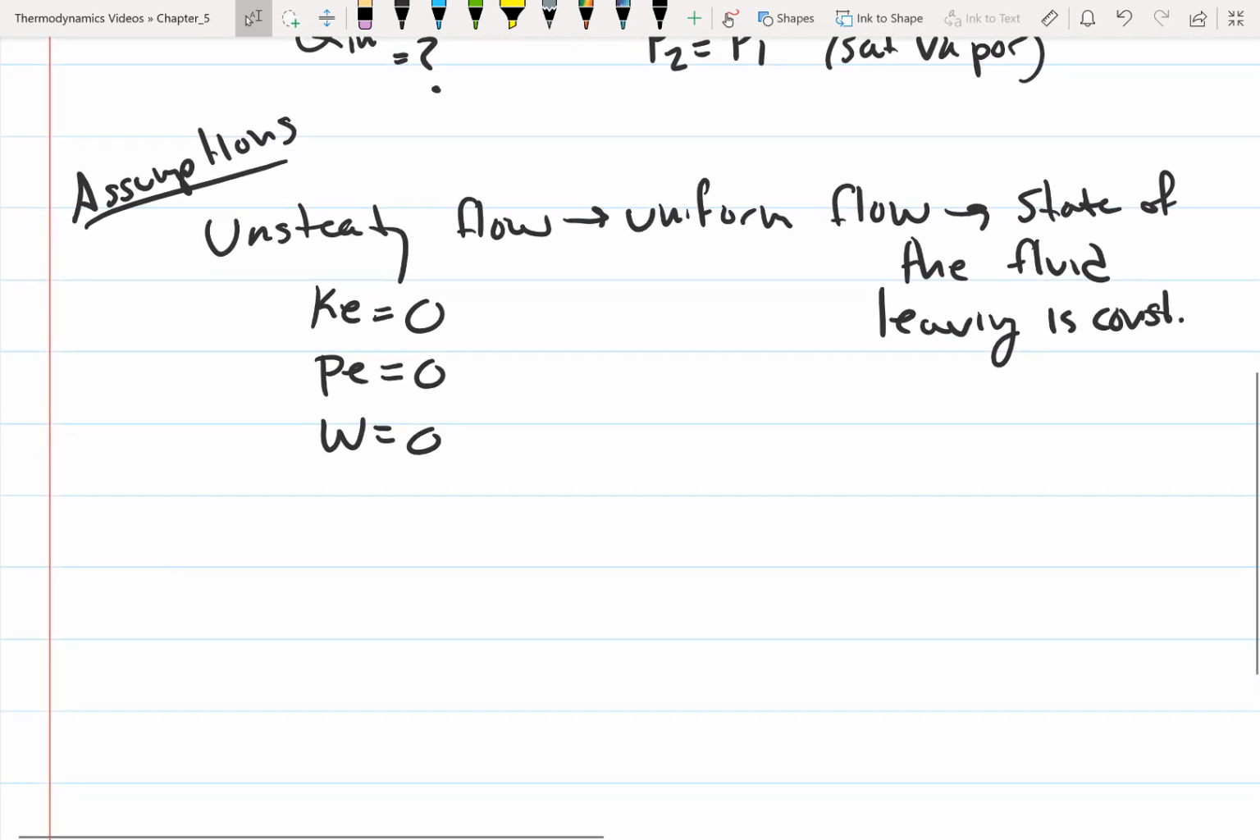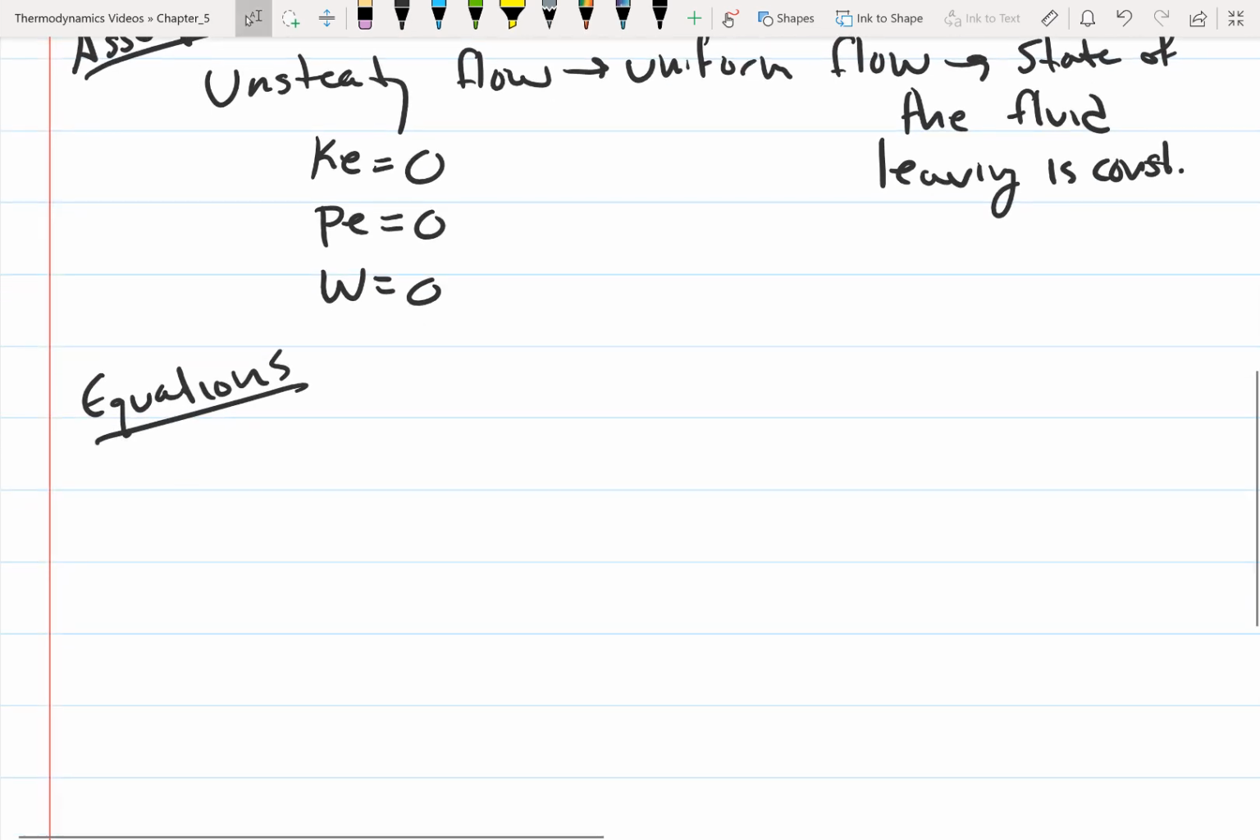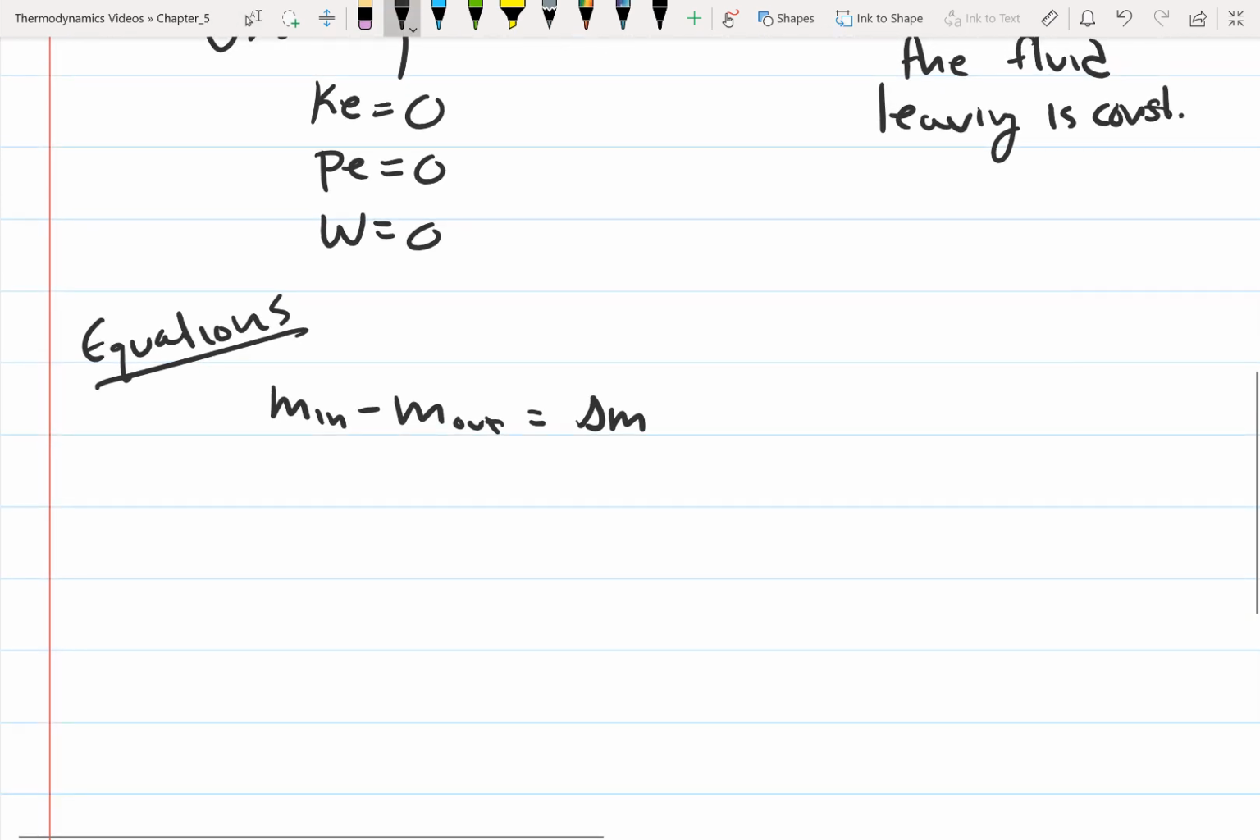And so now let's write down our equations. First of all, we want to do a mass balance. We know that the mass in minus the mass out is equal to the change in the mass, and there's no mass in, so that's 0. So the mass out is just equal to m2 minus m1, and then I'm going to multiply through the negative sign, so m1 minus m2.